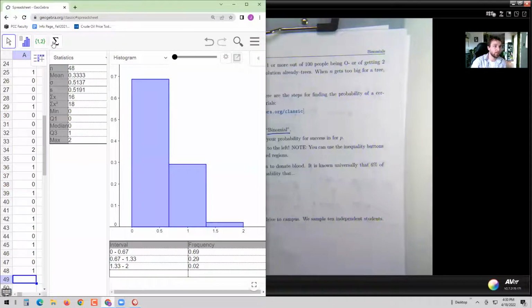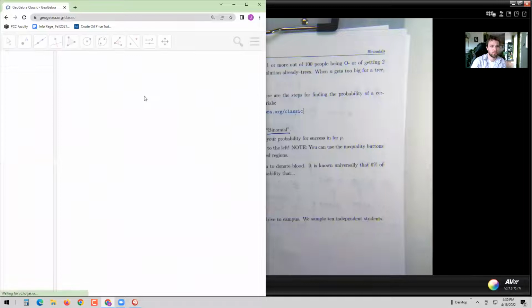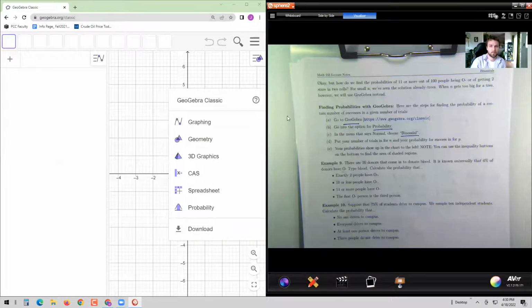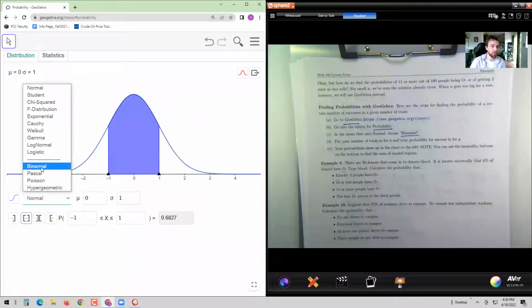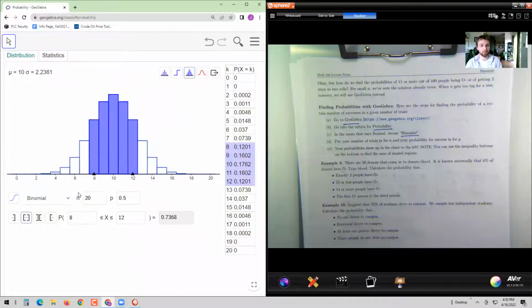I'm going to go into GeoGebra. I'm going to look at the Classic, into the option for probability. And in this drop-down menu where it says normal, I'm going to choose the option that says binomial.